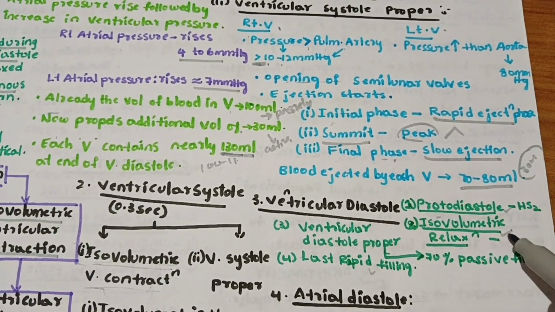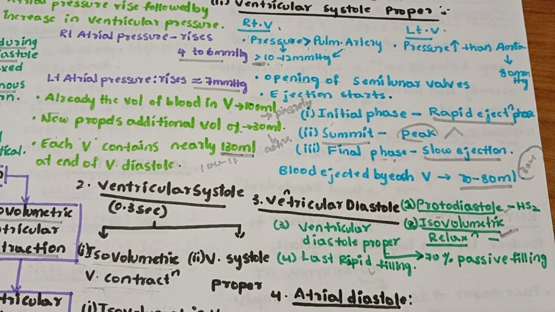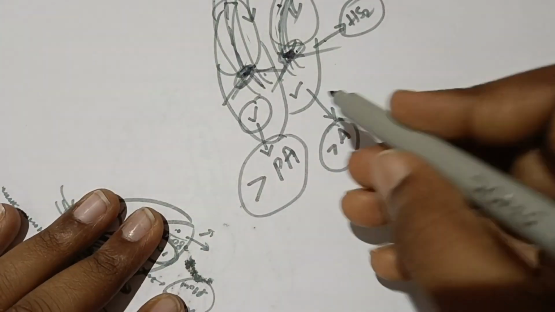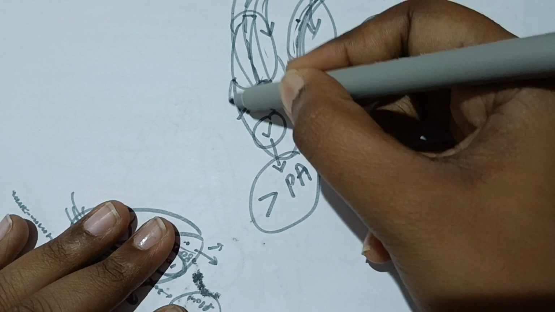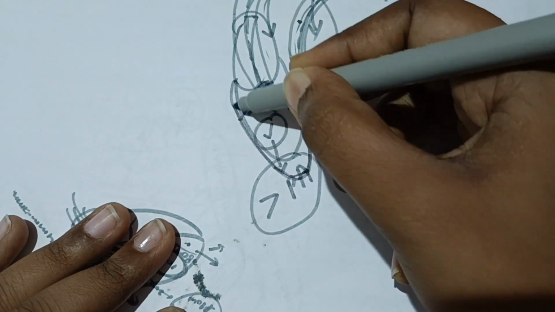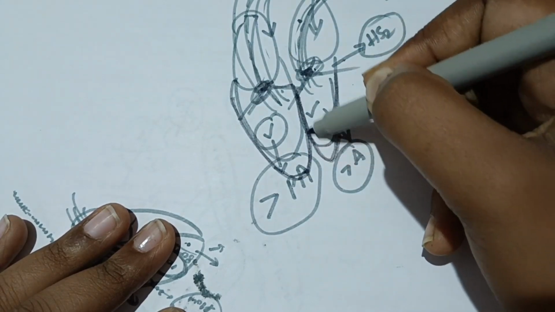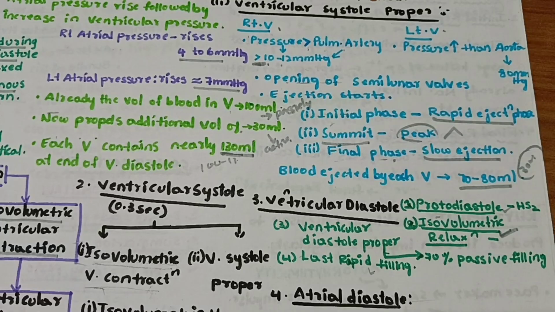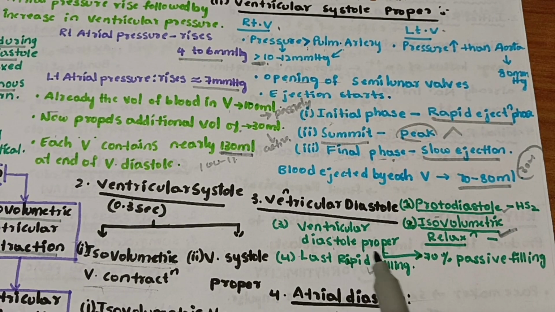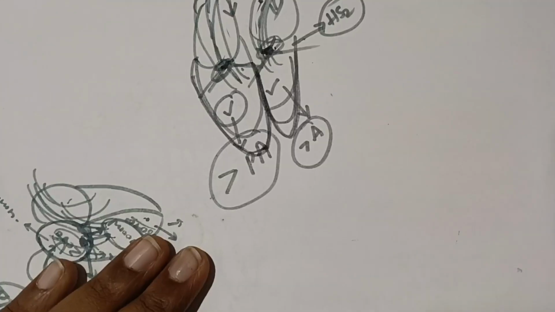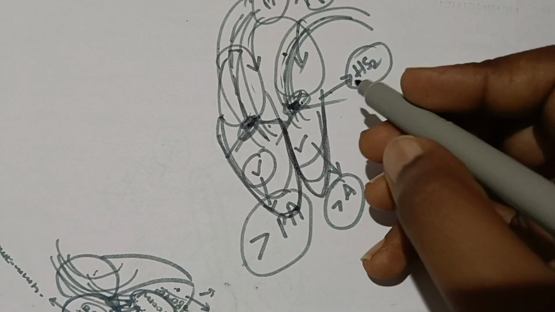Now, the isovolumetric relaxation of the ventricles. Here the ventricles are relaxed, but the volume is the same. There is no change in the volume. Next, ventricular diastole proper.